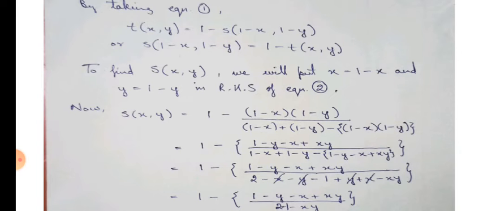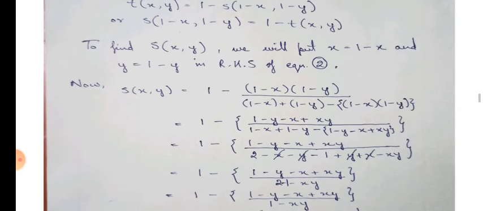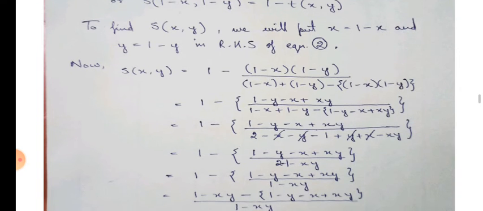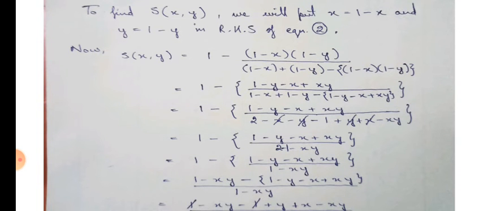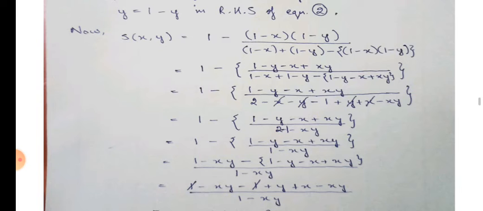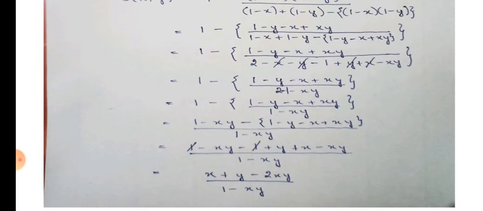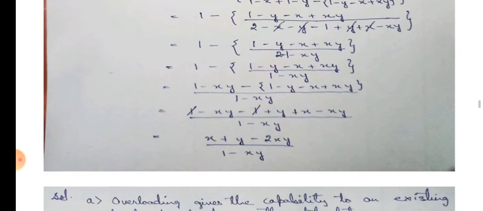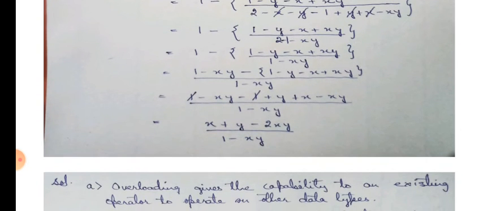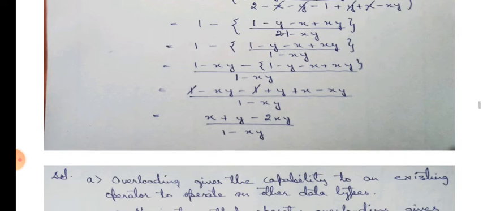To find S(x,y), we will put x equal to 1 minus x and y equal to 1 minus y in the RHS of equation 2. Now S(x,y) is calculated as 1 minus (1 minus x)(1 minus y) divided by (1 minus x) plus (1 minus y) minus (1 minus x)(1 minus y). Now opening the brackets and cancelling the terms that are positive and negative and then taking the LCM, we get the answer as x plus y minus 2xy upon 1 minus xy.